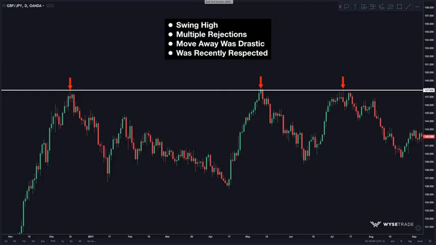The first factor that this satisfies is that this area is a swing high, meaning the highest point that price has reached in this time period. The second factor is the multiple rejections, as you can see 3 in total. The third factor is that the move away was significant, as you can see price tanked down every time it got here. And the fourth factor it satisfies is that it was recently respected, meaning that price reversed from here in a recent time period, as you can see by the recent third rejection.